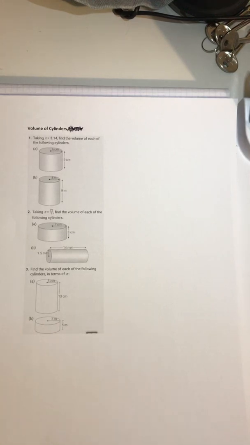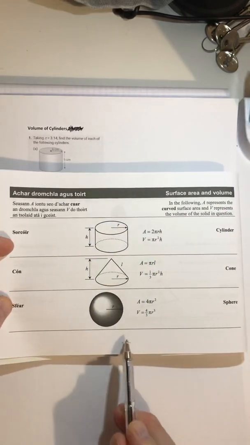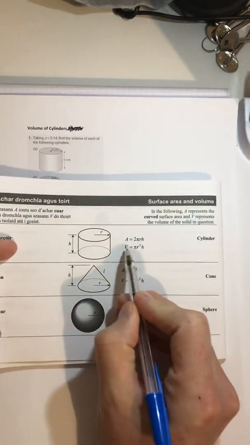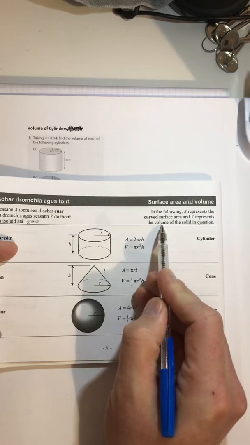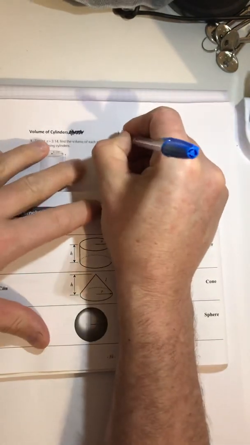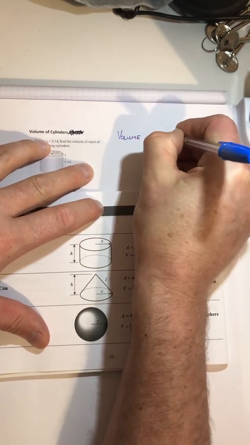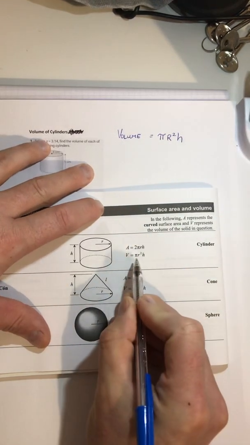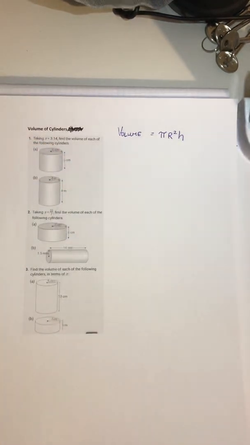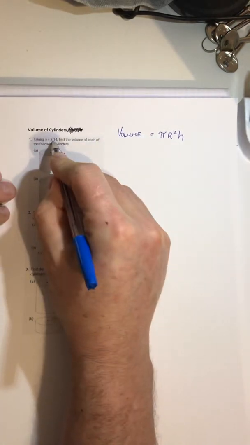So here we're looking at the volume of cylinders. Okay, and the first thing to note here is the formula for the volume of a cylinder. Now you don't need to learn that off by heart, okay? Now I gave it to you, but if you look up the Maths Tables book, page 10, cylinder, V represents the volume, volume equals pi r squared h.